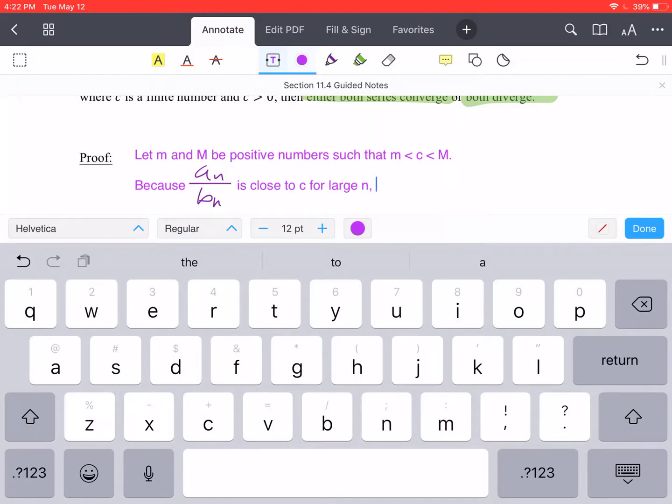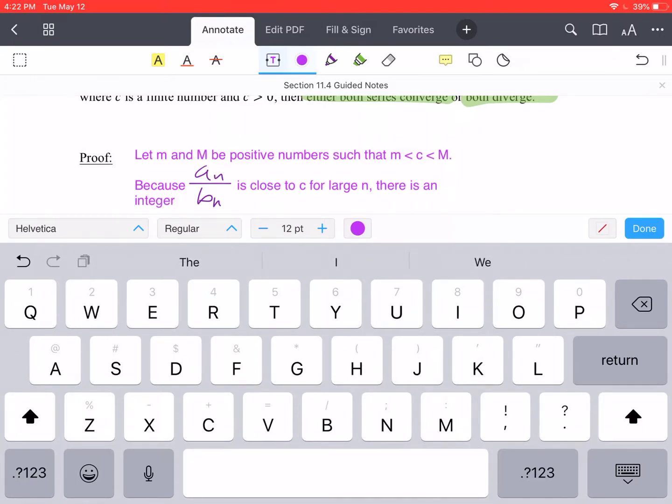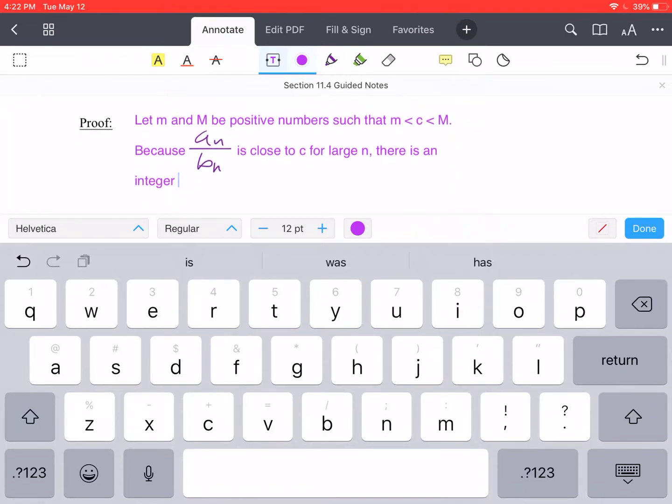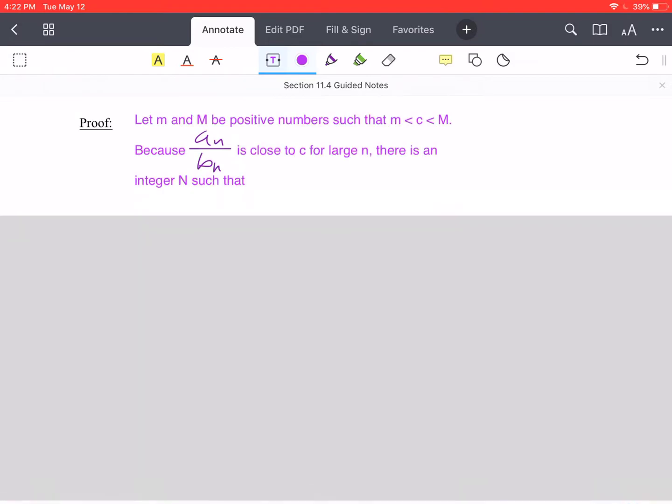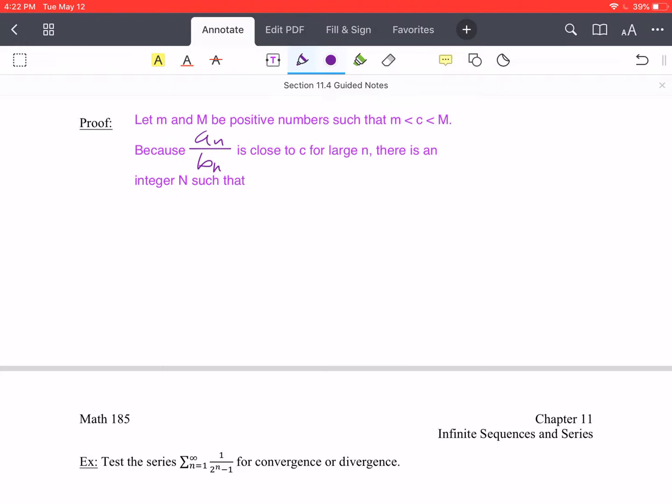So because this is getting close to c for large values of n, there is an integer, we're going to call it big N, such that little m is less than a_n over b_n, which is less than big M, when little n is bigger than big N. Okay? So think about that for a second.